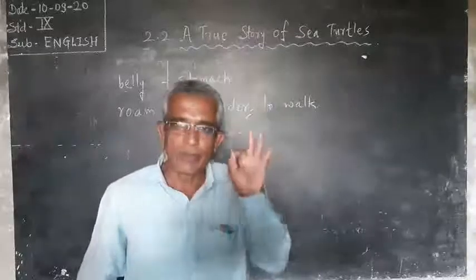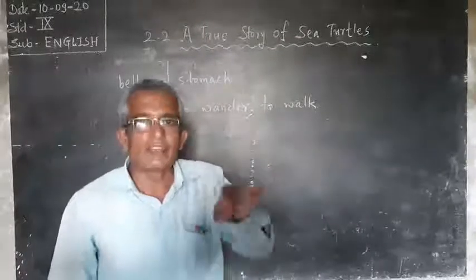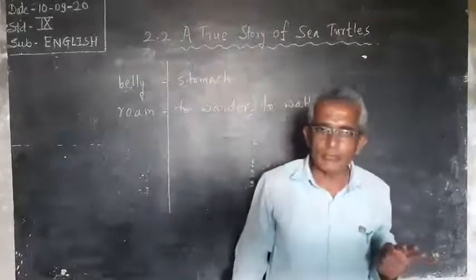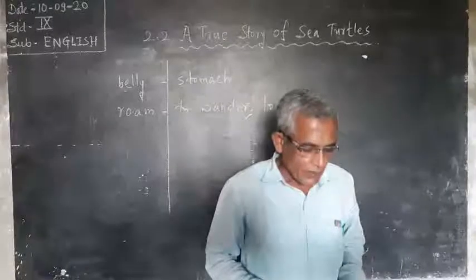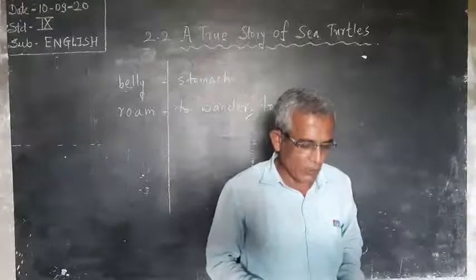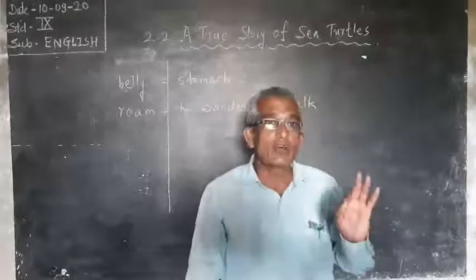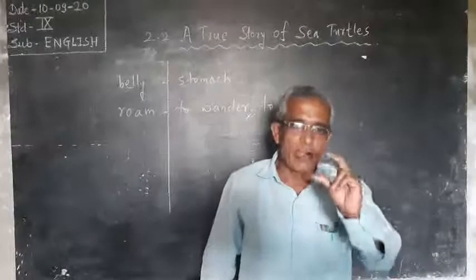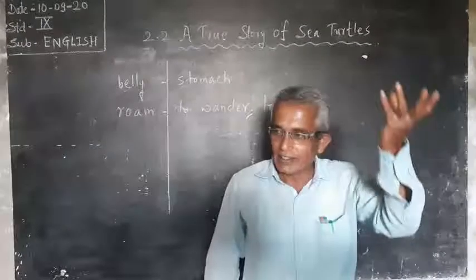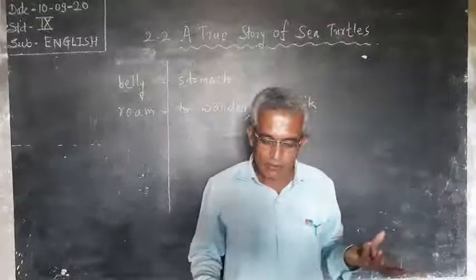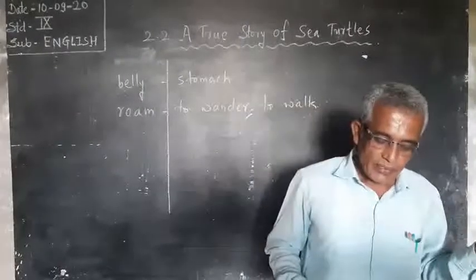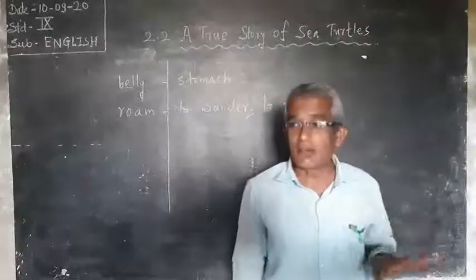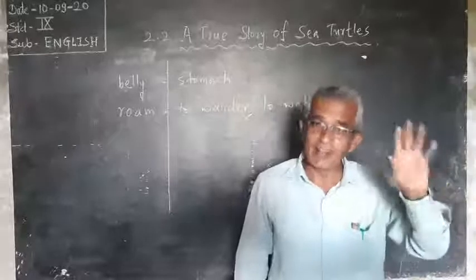One of the volunteers, one of the participants, saw a shallow pit, a small pit, P-I-T. Yes, shallow pits with white egg shells nearby. Shallow means what? A small pit, a small hole in the sand, and one more thing, white eggs nearby, near the surface.